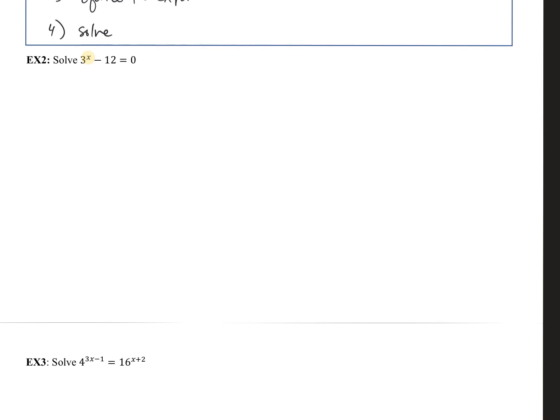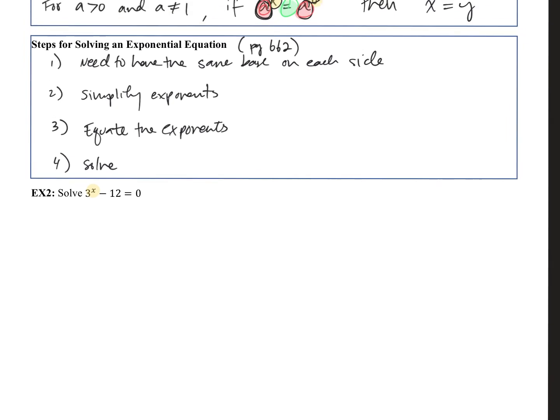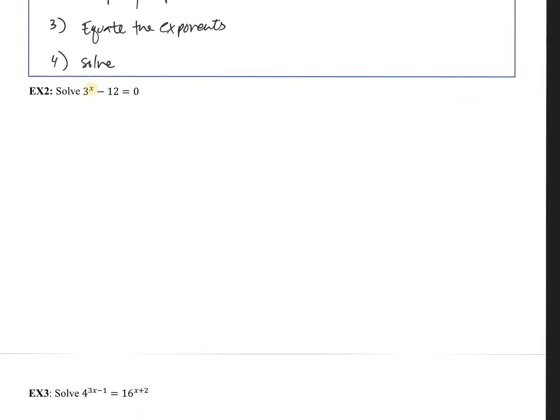So the plan for this is to have the same base on each side. And currently we have 0 on one side and 3x minus 12 on the other side. So I need to think about this. So real quick, sorry, these numbers are not the right numbers. It's the same concept though. This should be 8x minus 16.